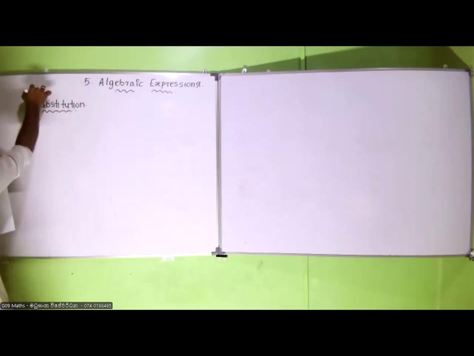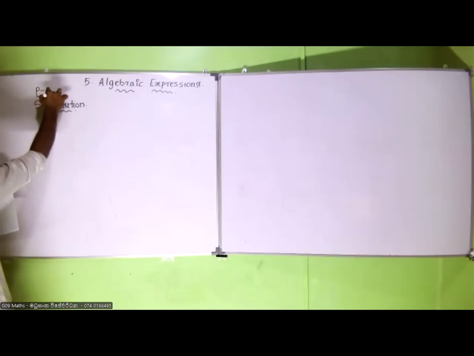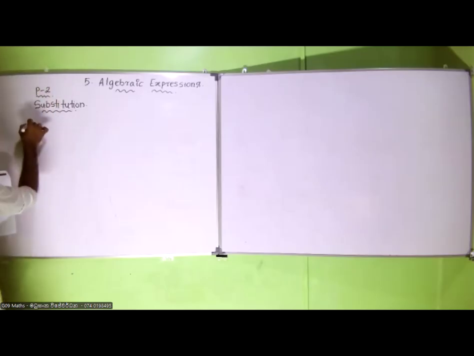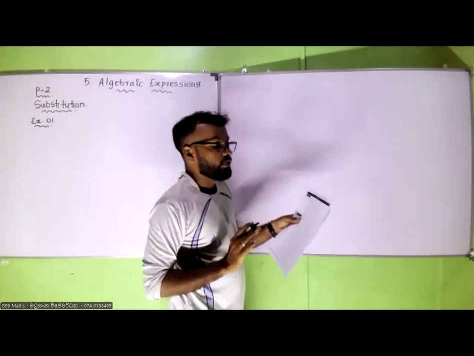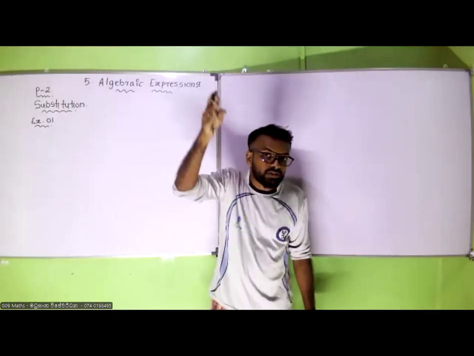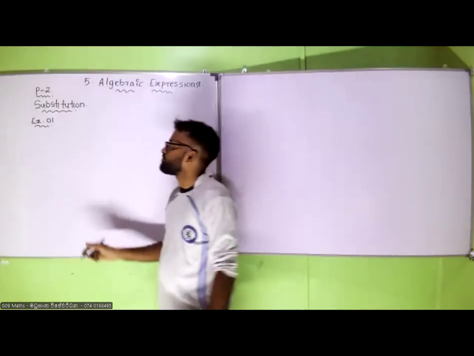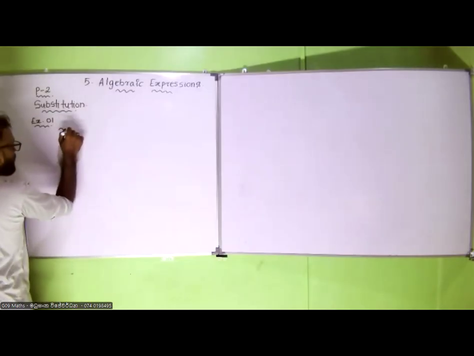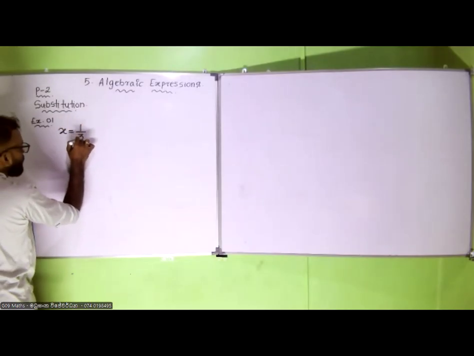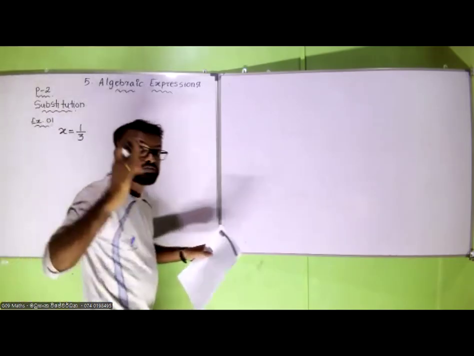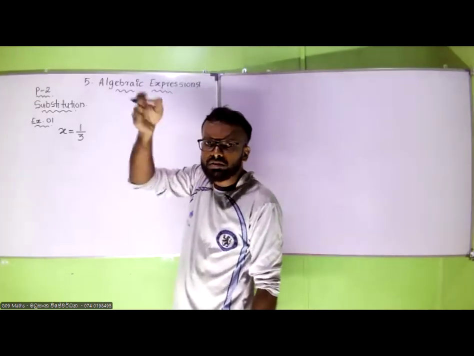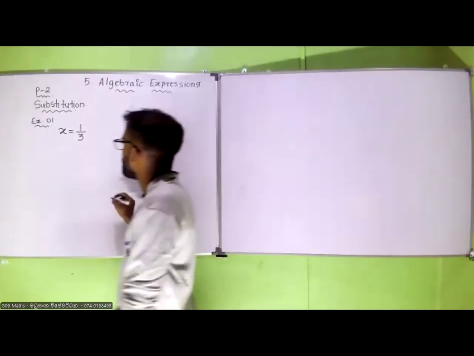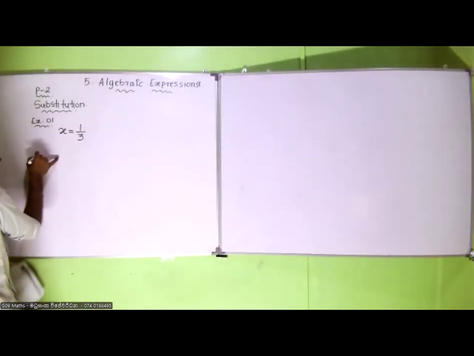Example set 1. Find the values of each of the following when x equals 1 upon 3. You have to substitute x equals 1 upon 3. First one, 3x plus 5. You already know how to do this. Make a very simple thing.